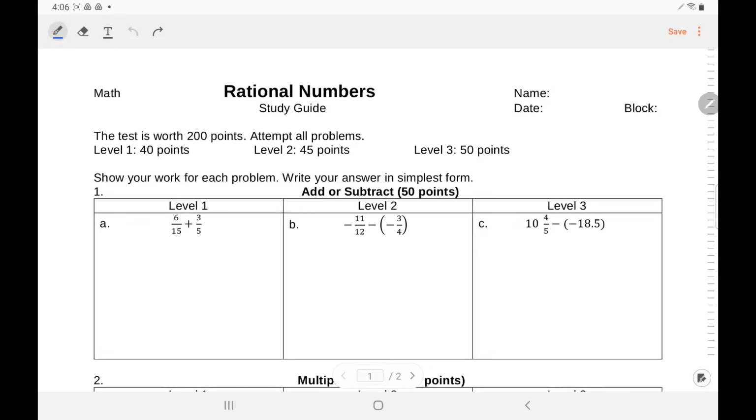Here's the worked out solutions for the rational numbers study guide. Let's start by reading the instructions. Show your work for each problem. Write your answer in simplest form. Let's start with add or subtract, level 1.